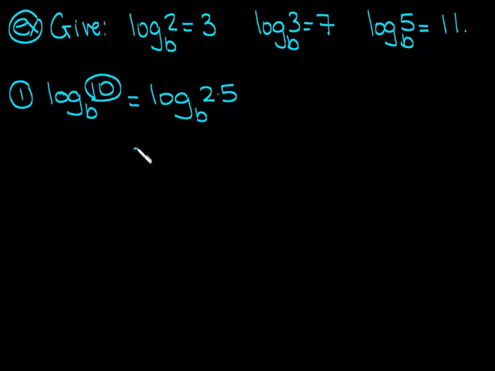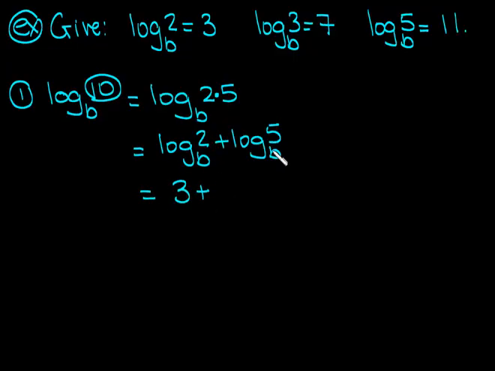Then I can use the log property, which tells me what? If you're taking log of a product, you can take log of the first plus the log of the second. We're using the product property. And then we know log of 2 base b is 3, and log of 5 base b is 11, so the answer is 14.